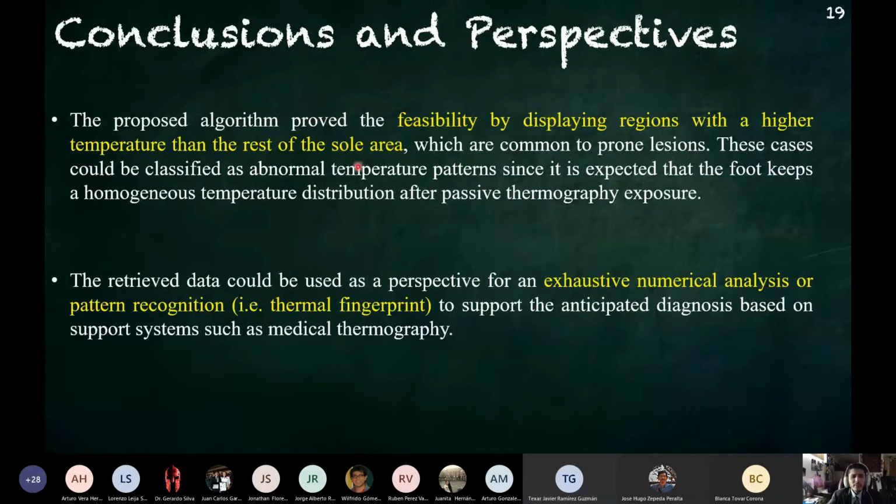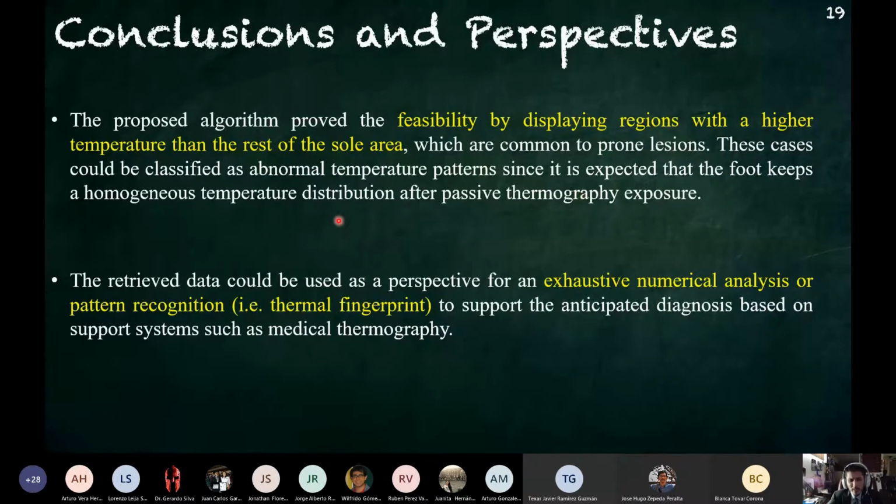Also, the other cases can be classified as normal temperature, because it is expected that the foot should have homogeneous temperature, because it was exposed to passive thermography. It means that the foot was left to cool with the ambient temperature, so we should not expect to have areas that have higher temperature than the rest of the sole.